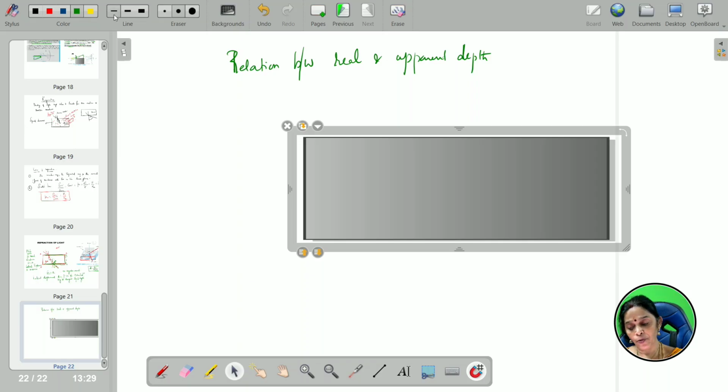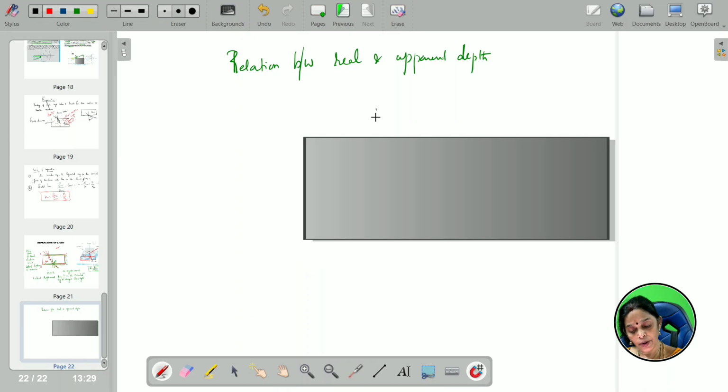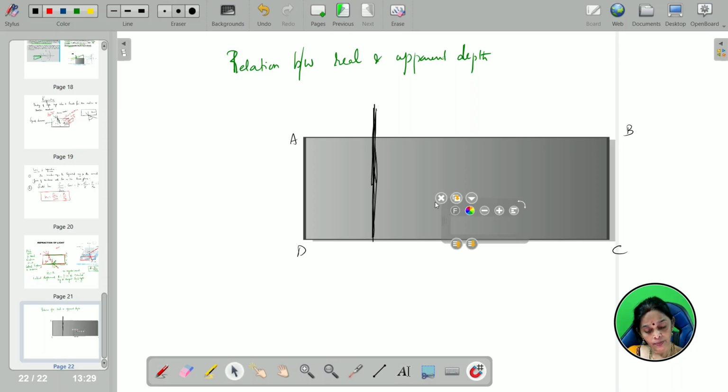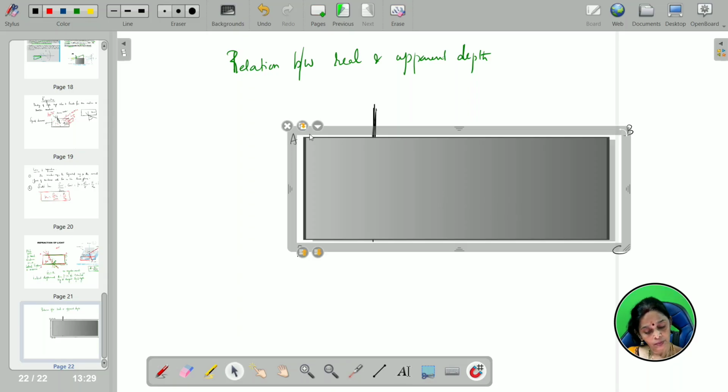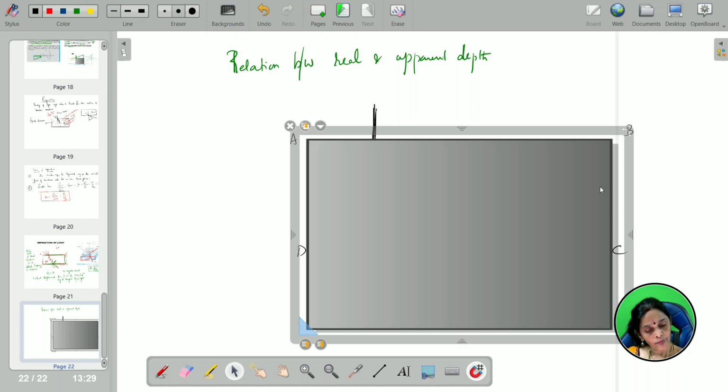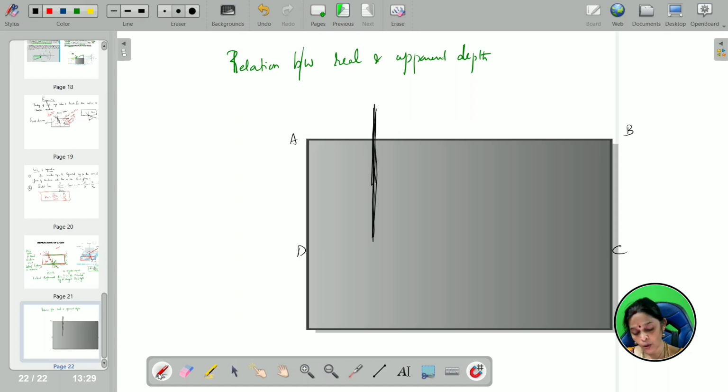Now this is a normal, which I am drawing. I have drawn this normal. I am going to place a coin at the bottom of this glass slab or bottom of the tank. So let me just place a coin here.